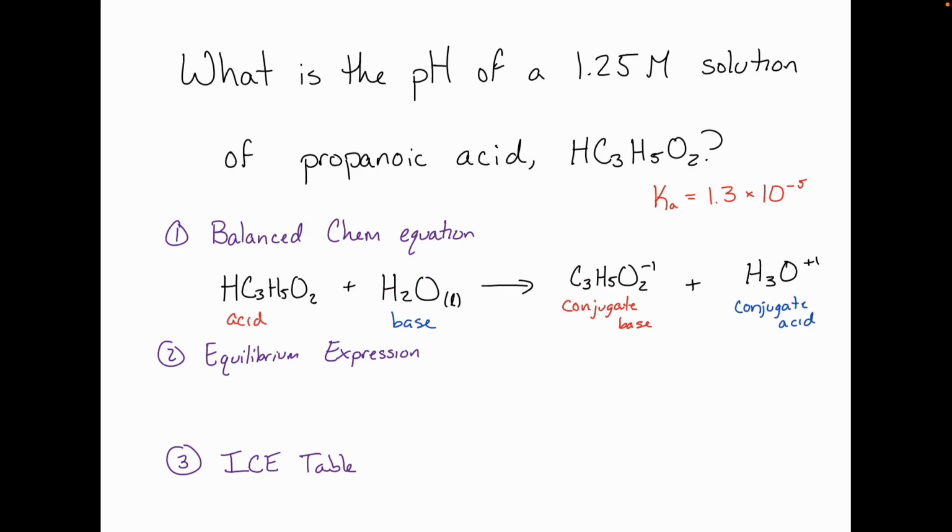Again, since I'm talking about a solution, I'm always reacting it with water. I get my conjugate base by decreasing the number of hydrogens on my acid by 1 and decreasing the charge by 1. I get my conjugate acid by increasing the number of hydrogens on my base by 1 and increasing the charge by 1.